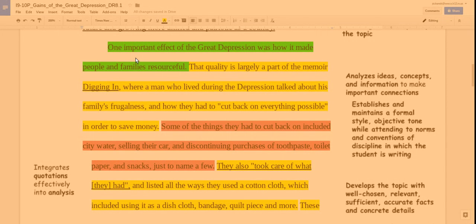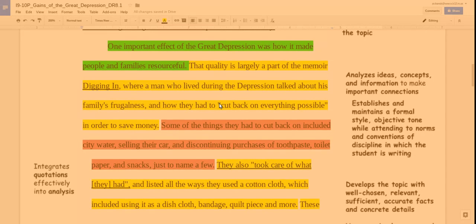That quality is largely a part of the memoir Digging In, where a man who lived during the Depression talked about his family's frugalness and how they had to, quote, cut back on everything possible in order to save money. Okay, and as our grader's comment says, it integrates quotations effectively into analysis. We have our quotation here as part of our evidence or our supporting details.